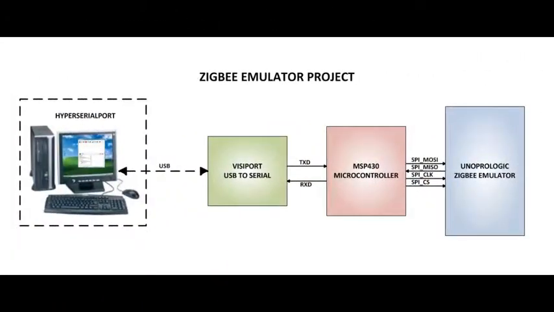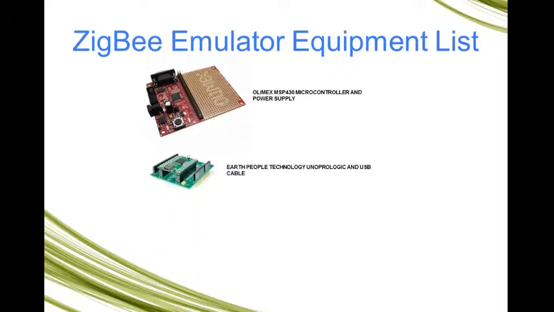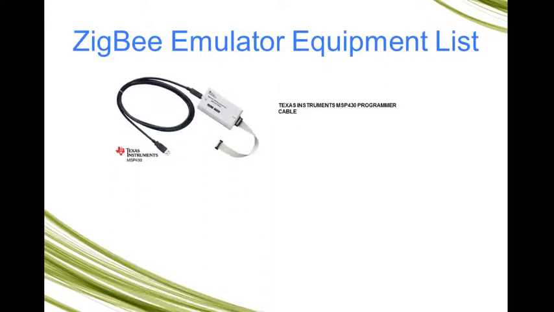So, let's walk through a project where we utilize this smart core. I've created the Zigbee emulator project so that I can test out the interaction between my microcontroller and a Zigbee radio. The HyperSerialPort terminal will talk directly to the smart core inside the microcontroller code using the VisiPort, and the microcontroller will talk to the Zigbee emulator across the SPI bus. The equipment that will be needed for this project is the MSP430 microcontroller, an Uno ProLogic CPLD board, a VisiPort USB to serial board, an MSP430 programmer cable, and snug jumper leads.